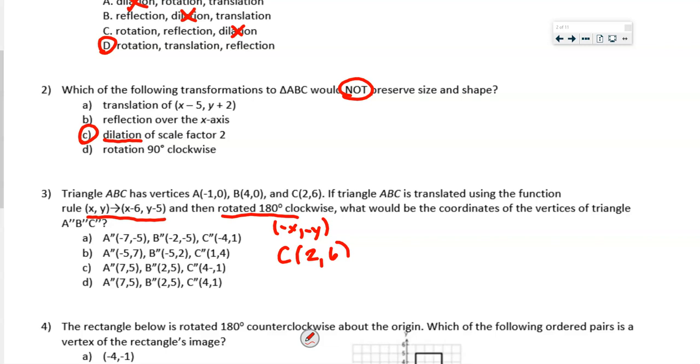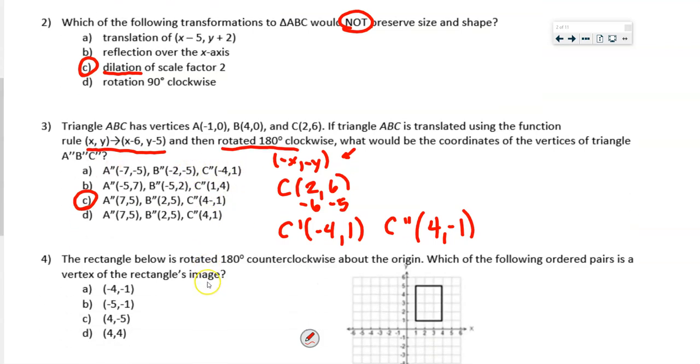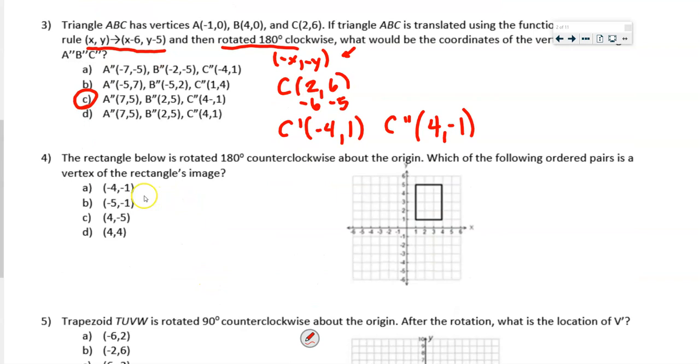So then we're going to subtract 6 and subtract 5 from that, and that's going to give us our C prime. So that's going to give us negative 4, 1, and then we're going to apply this rule next, right, to get our C double prime. So we're just going to change the signs of the 2 values, okay? So that gives us C. And again, the reason why I chose to transform C is because C is different for all 4 different choices, okay?